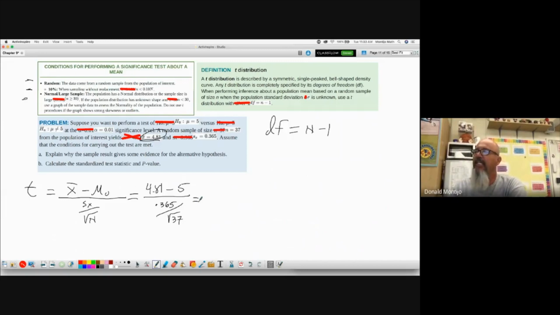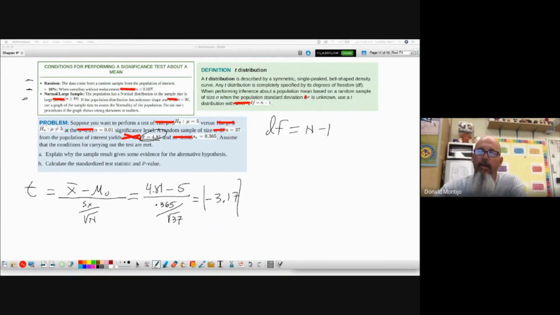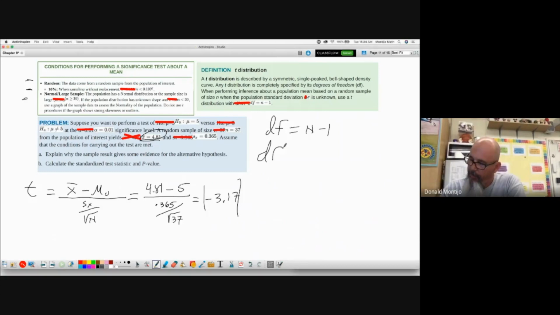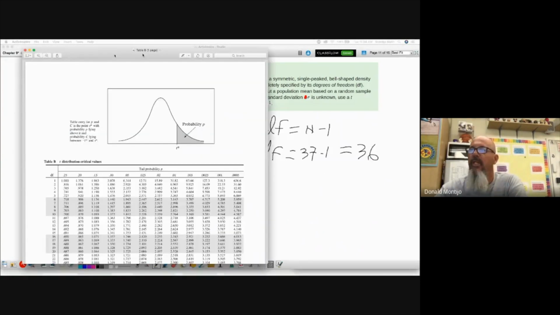So I calculate this t-test statistic, and I get a value for this of negative 3.17. Now, when we're using a t-test statistic, we're always going to look at the absolute value. Now, we have a new table that we haven't met yet. Oh, no, we did meet this table in confidence intervals. So I have a t-test statistic of negative 3.17 with 36 degrees of freedom.